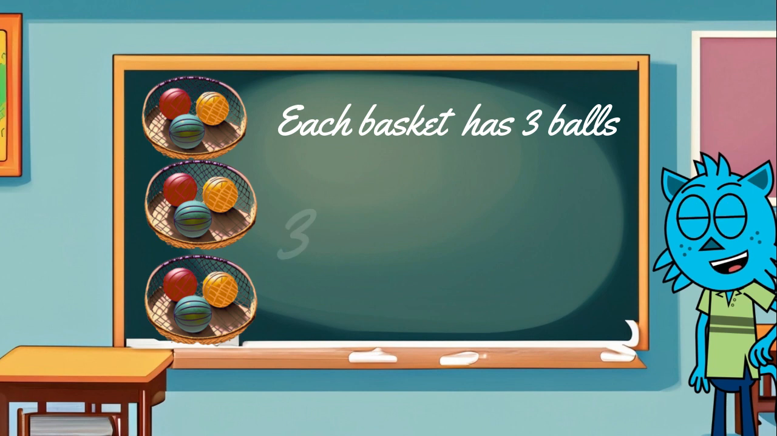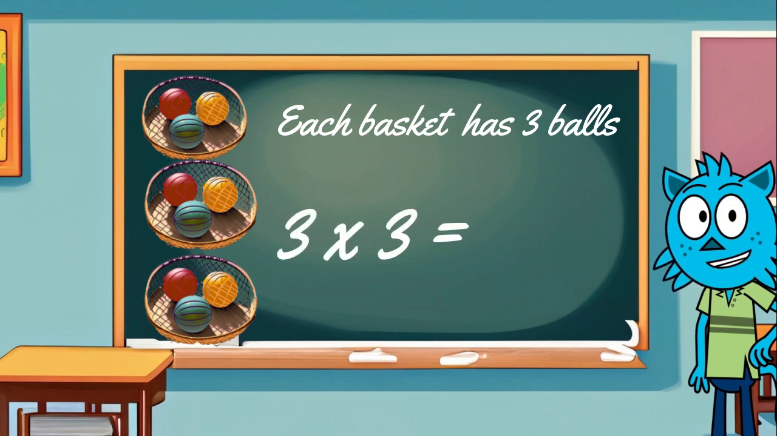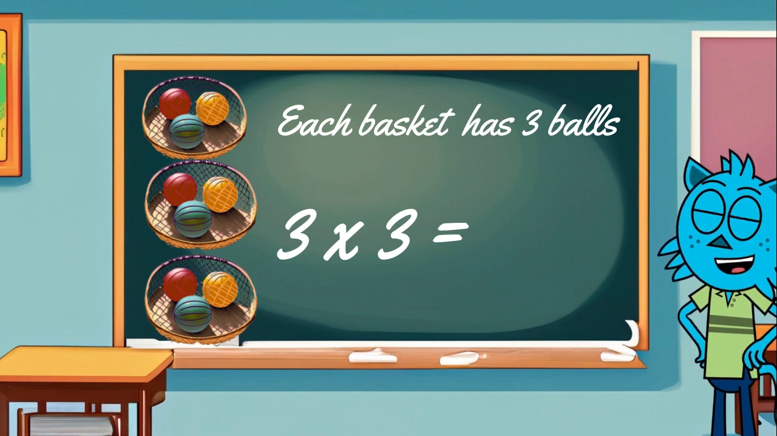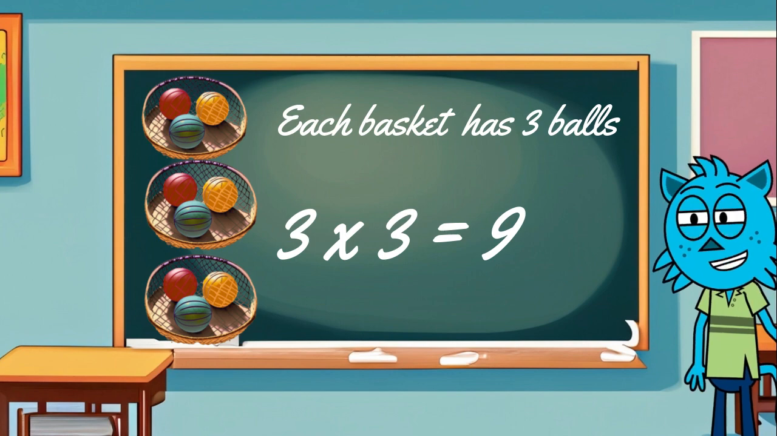3 baskets times 3 balls in each basket equals... When we multiply 3 times 3, it means 3 groups of 3. Let's solve it by skipping the counting this time. 3 groups of 3 is 9. So 3 rows of 3 balls equals 9 balls total.